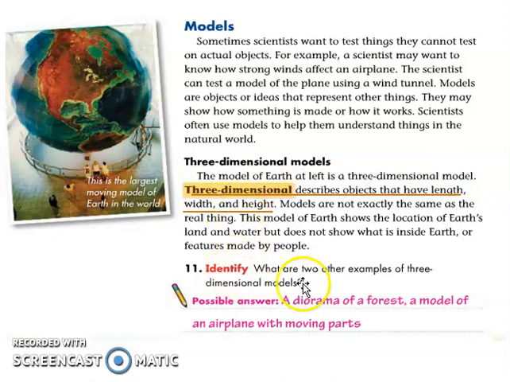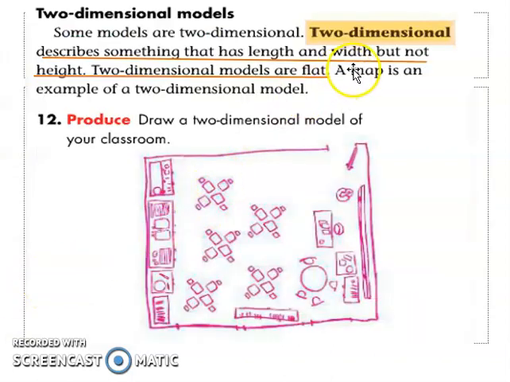Number 11. What are two other examples of 3-dimensional models? Possible answer: a diorama of the forest. Okay, a model of the forest, and also a model of an airplane. When we are talking about a 2-dimensional model, it means that it has length and width only. It's flat, like a drawing.